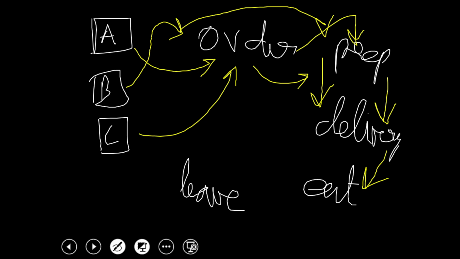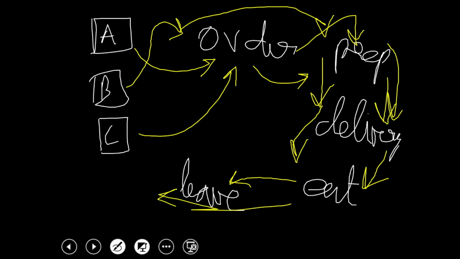Once person A eats, he will leave. When he leaves, B's order will be eaten by B, and C's order goes for delivery. Then finally, after all these steps, A leaves, then B leaves, then C leaves.